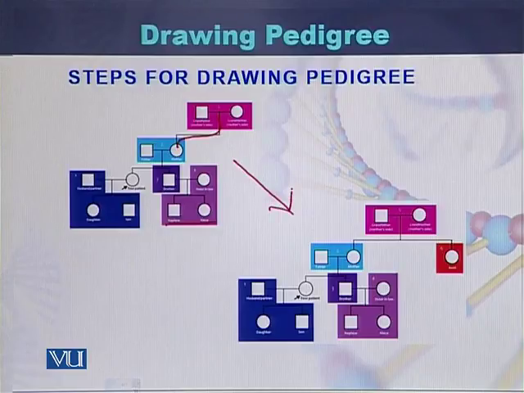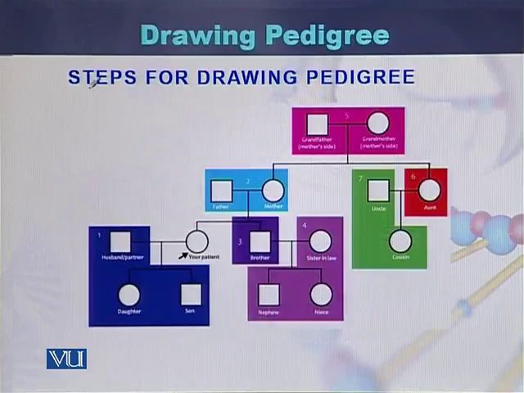We again extend that this individual has a sister. This is the sister of this female. They have parents, father and mother. Here we again extend, he got married with this girl and he has 2 children. So at the end we have drawn the pedigree.